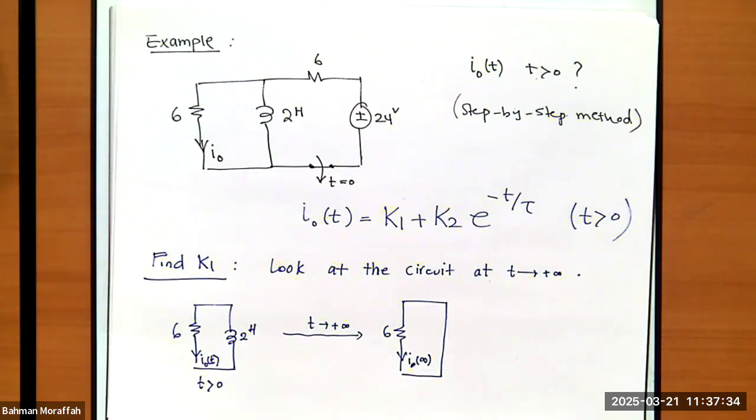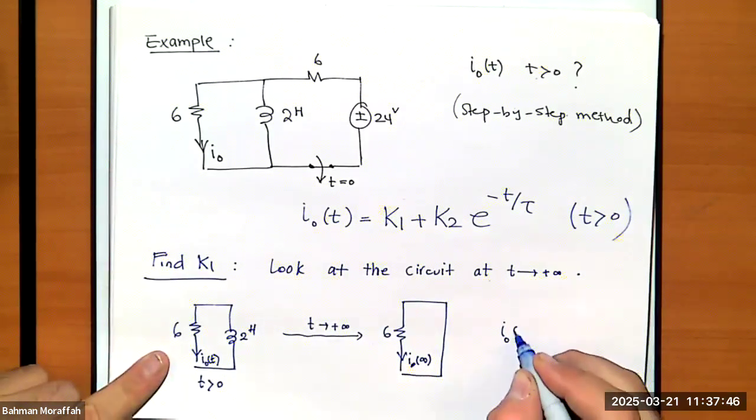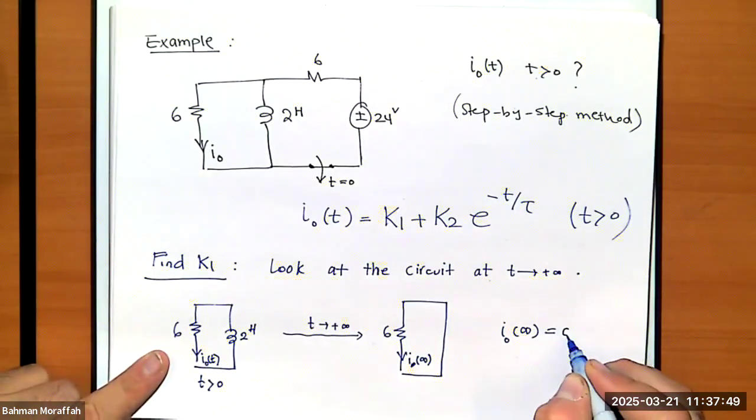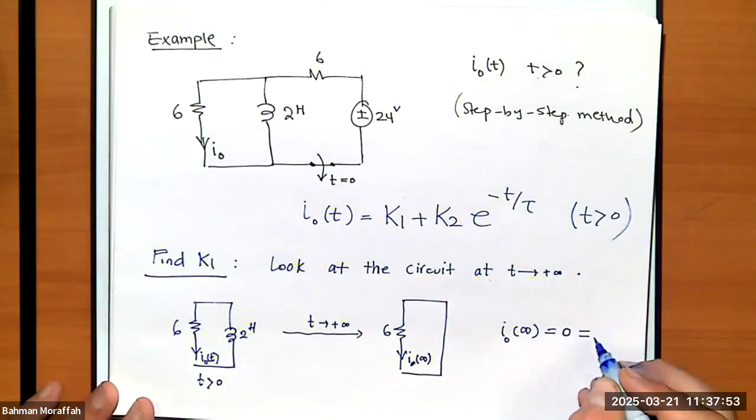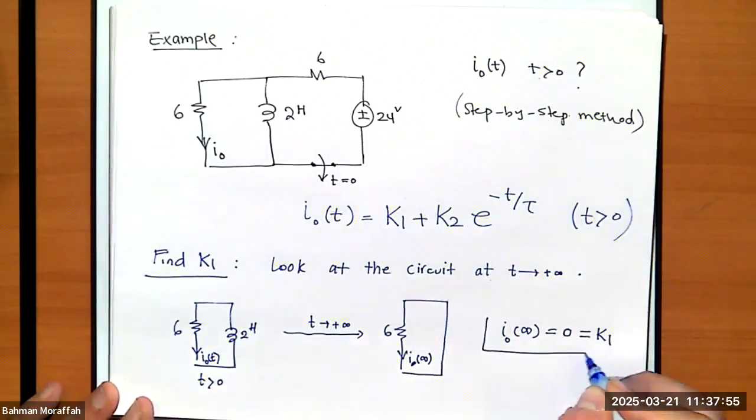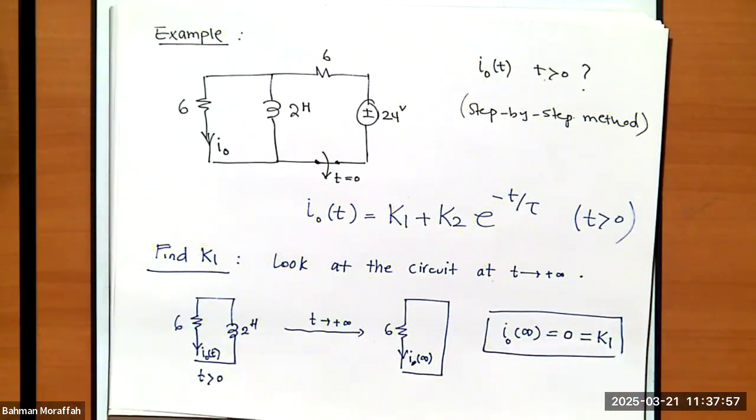What is I naught infinity then? It's 0. There is no source in the circuit. So I know I naught at time infinity is 0. What does that tell me? It tells me K1 must be 0. This wasn't too bad, right?